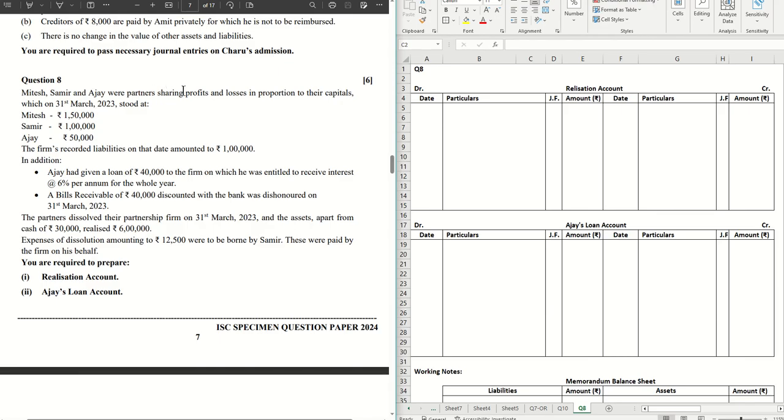Mitesh, Samir and Ajay were partners sharing profits and losses in proportion to their capitals, which is 1,50,000 for Mitesh on 31st March 23, 1,00,000 for Samir and 50,000 for Ajay. The firm's recorded liabilities on that date amounted to 1,00,000. So we already have the recorded liabilities. We can straight away transfer that to the realization account. As we know, liabilities are transferred, so by sundry liabilities, which is 1,00,000. Then in addition, we should also have sundry assets. Okay, let's see if we have the amounts given.